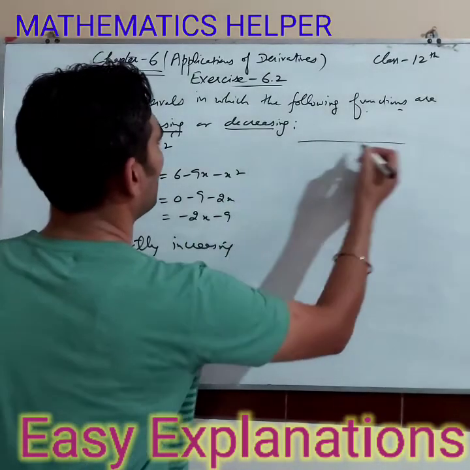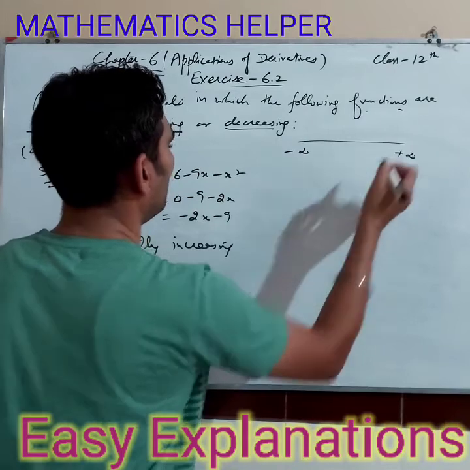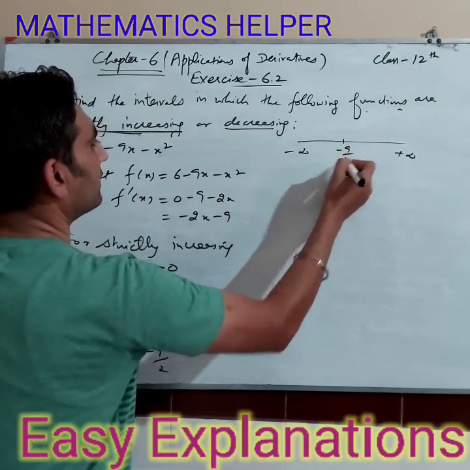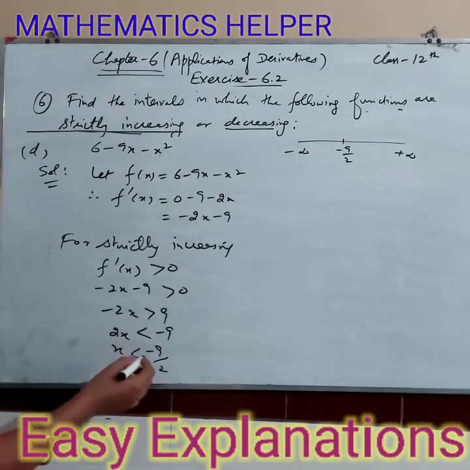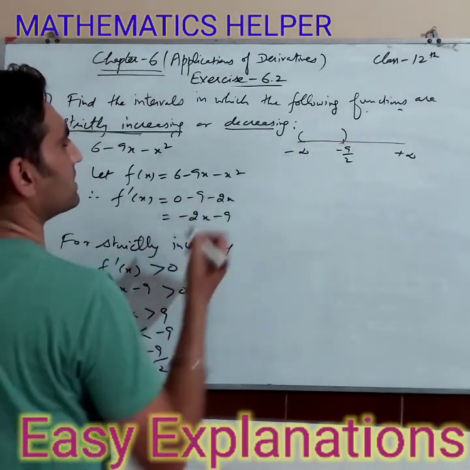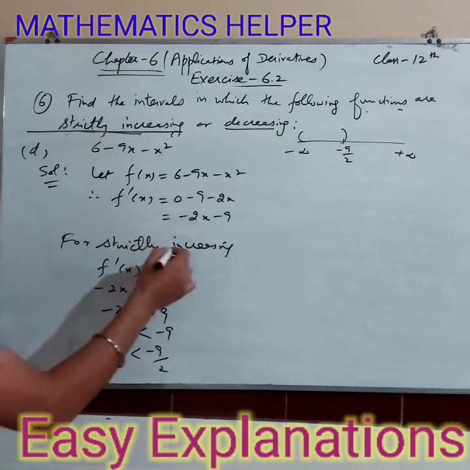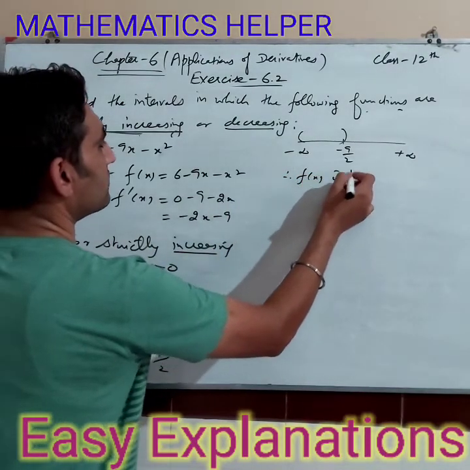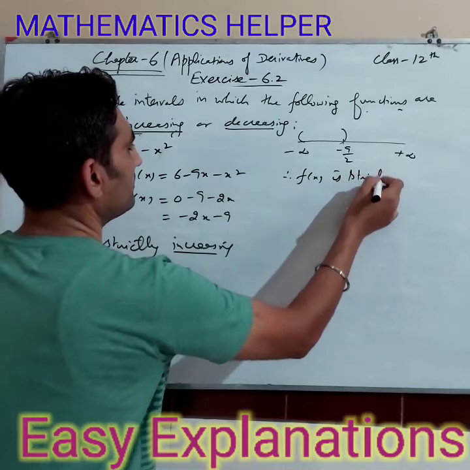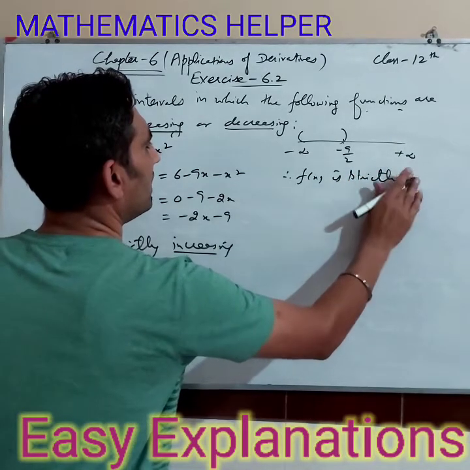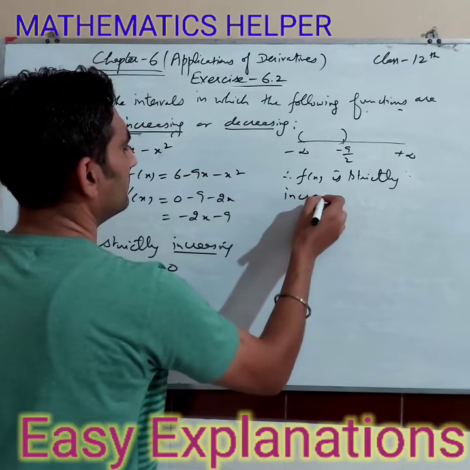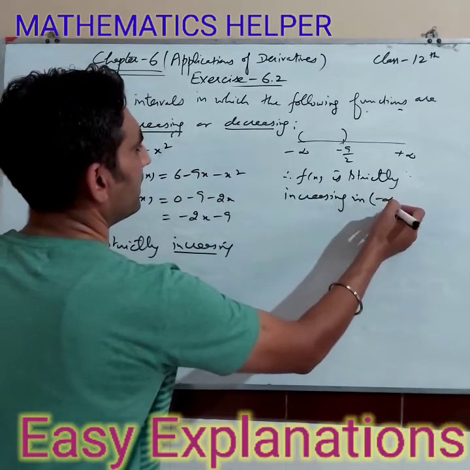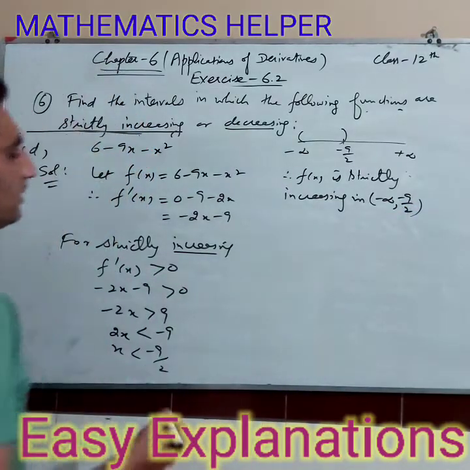If we mark it on the number line from minus infinity to infinity, minus 9 over 2 will be, for example, here. For all the values of x less than this, for this interval, our function is strictly increasing. So therefore f(x) is strictly increasing in minus infinity to minus 9 over 2.